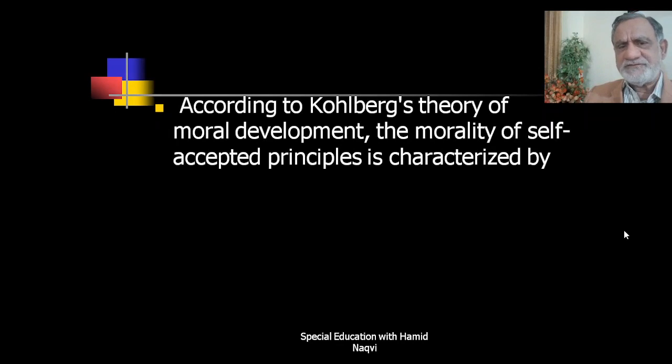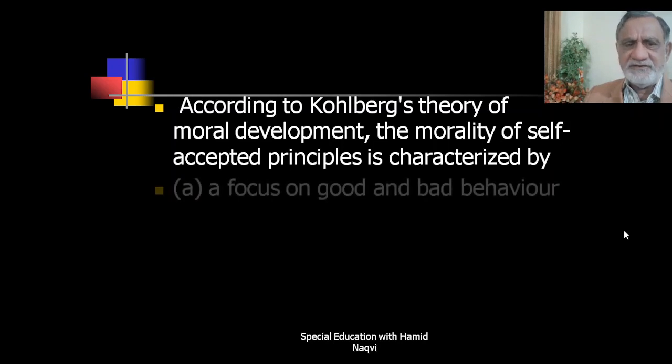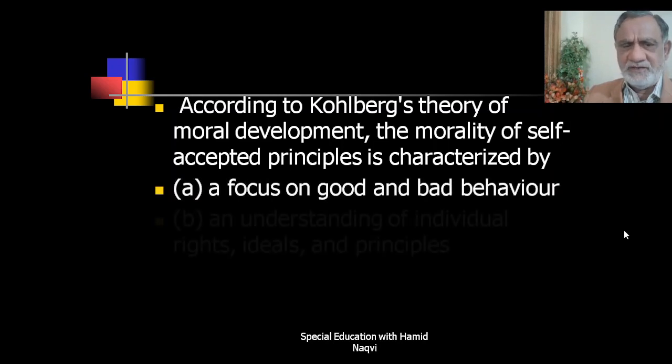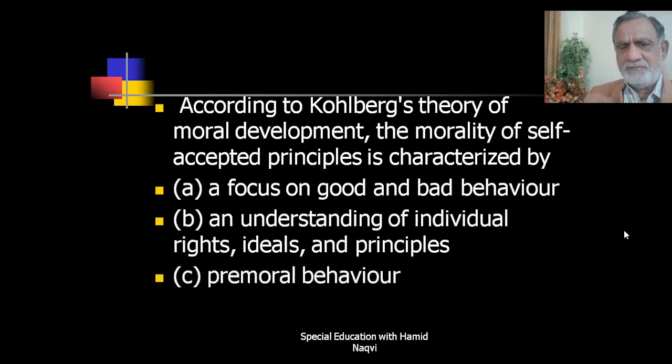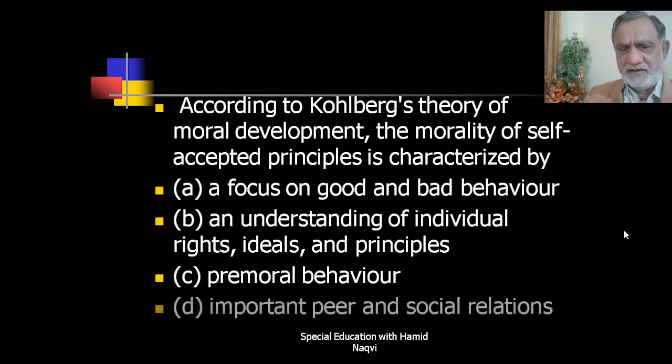According to Kohlberg's theory of moral development, the morality of self-accepted principles is characterized by a focus on good and bad behavior, an understanding of the individual's rights, ideals, and principles, pre-moral behavior, or important peer and social relationship. Correct is B, that is an understanding of individuals' rights, ideals, and principles.